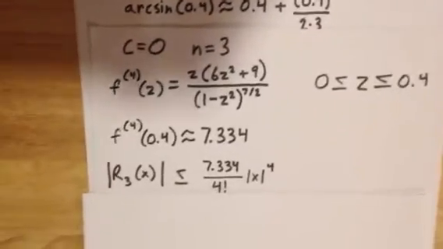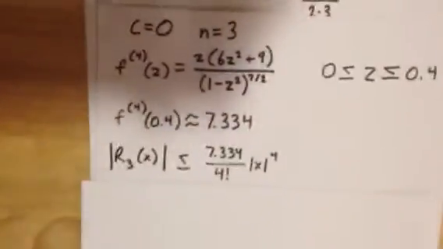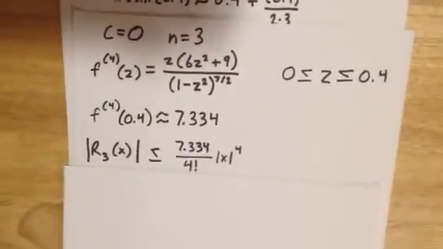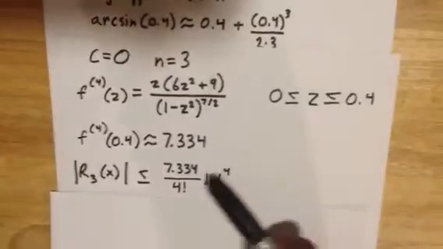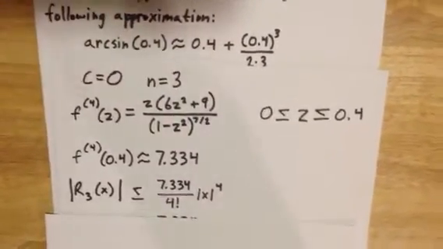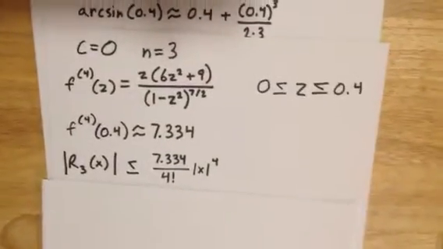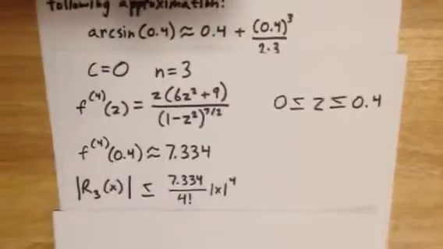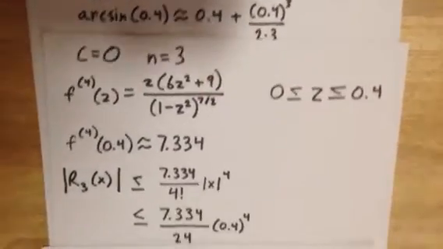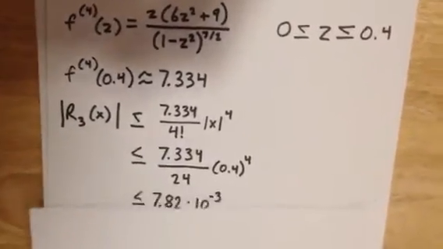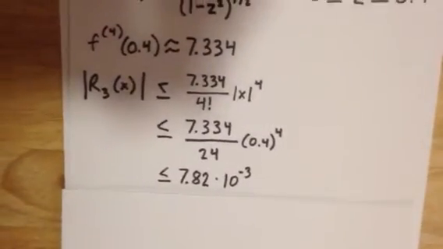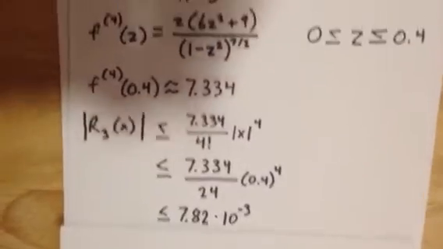So now we can just take everything we know and plug it into our error bound. So R sub 3 of x has to be less than or equal to 7.334 over n plus 1 factorial, so that's 4 factorial, and since c is 0, we have x to the 4th. X to the 4th, we also have to maximize that, so we put in 0.4, and simplifying, we find the answer. This is the upper error bound for the approximation that we were given for arcsine of 0.4.